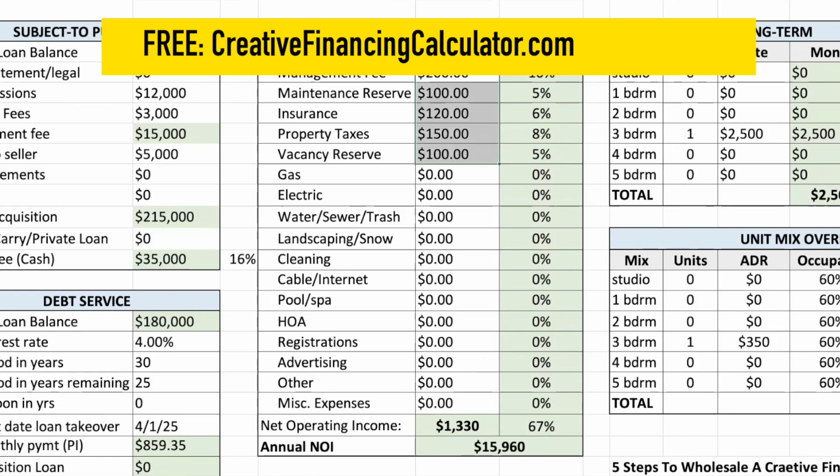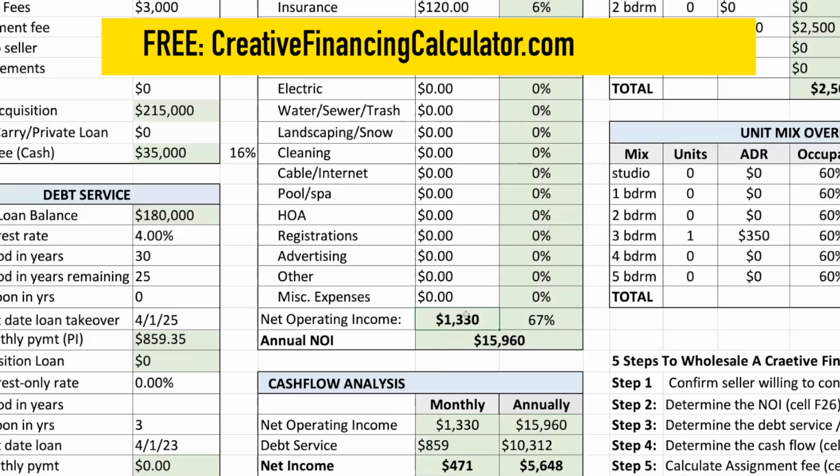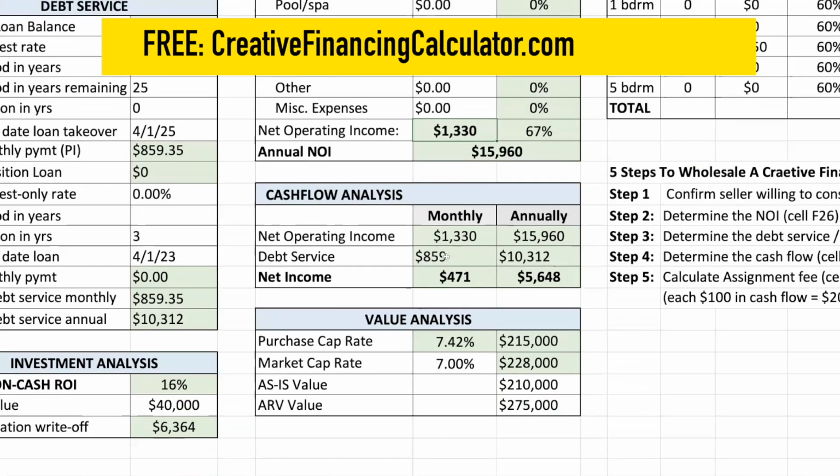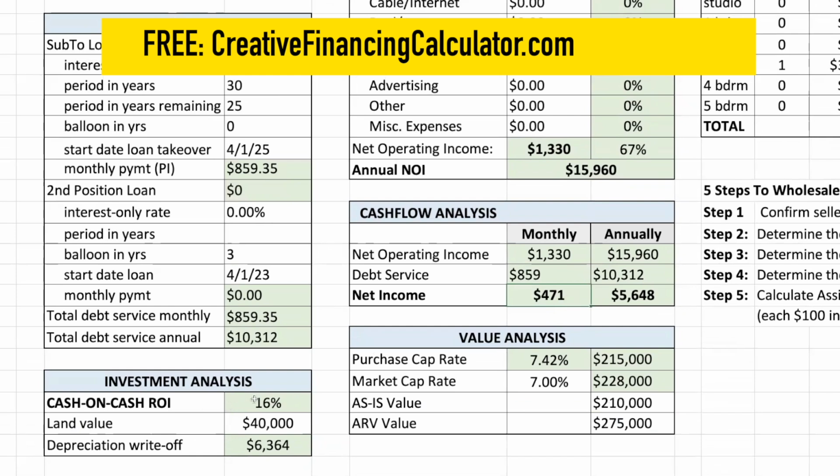So then that means you take 2,000, you subtract out your fees, you have a net operating income of 1,330. But remember, you have to subtract debt service, which is your loan over here of 859, which means that thing's cash flowing 471 a month, which means this thing's got a cash on cash of 16%, which is great.